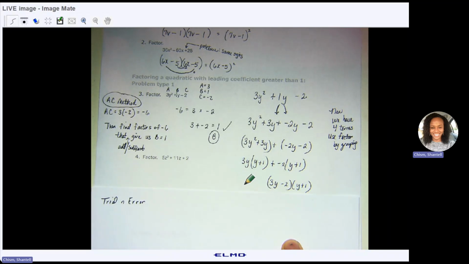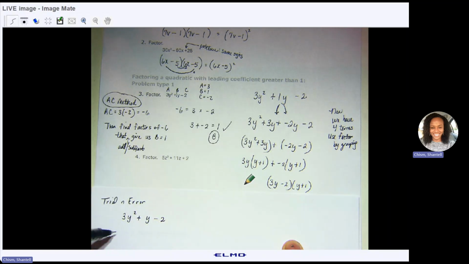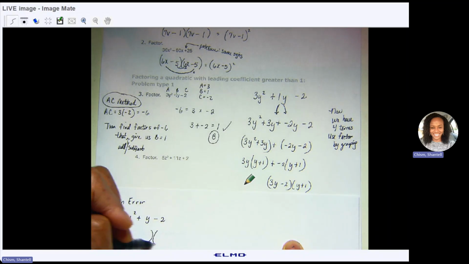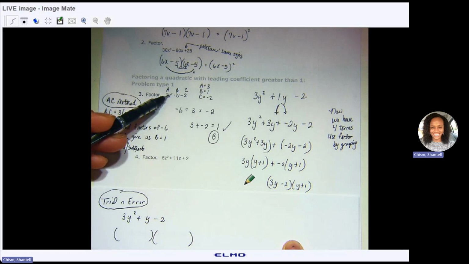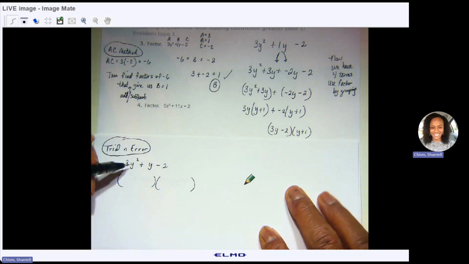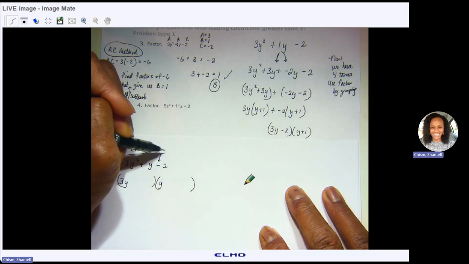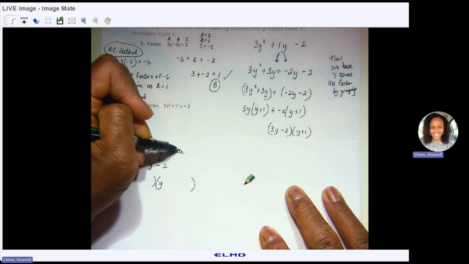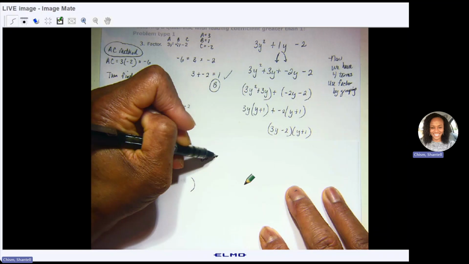Okay? So for trial and error, we've got 3y squared plus y minus 2. So again, no GCF. So we go right into our binomial factors. So I'm working this same problem, but I'm using trial and error method now. Okay? So to factor 3y squared, I know it's going to be 3y and 1y. Now, I look at C and I recognize that C is negative, which means I have different signs.